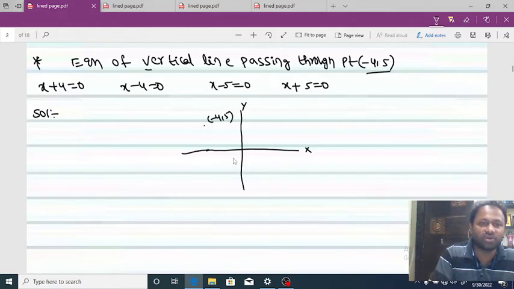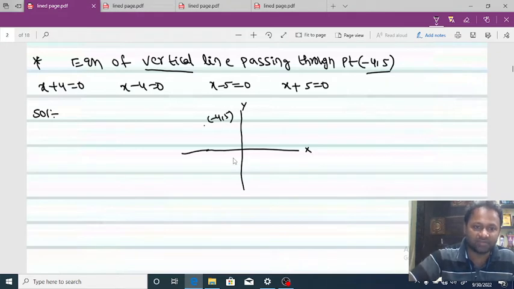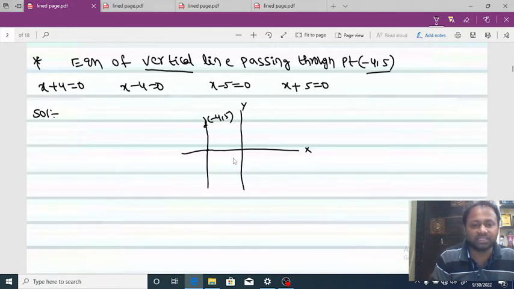In the question, what was asked? Vertical line. Vertical line means I will draw the vertical line. So this will be the vertical line which passes through the point. For a vertical line, the ordered pair has x equal to x1. x is equal to x1 means x is equal to minus 4.